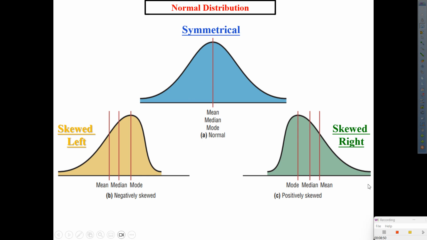All right, copy these three, please, on your notes, and I'll send you a screen so you can show me what you did. Copy those three, please. Then you send those to your screen. All right, so we have symmetrical, skewed left, and skewed right. Right now I'm going to focus on the normal curve.